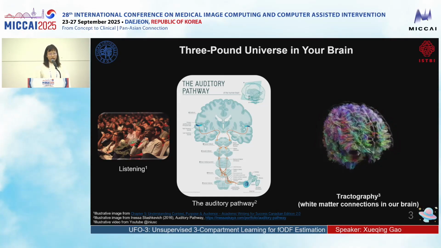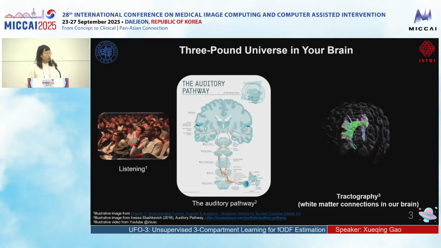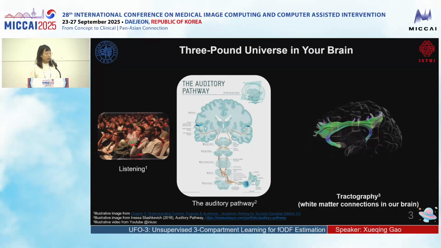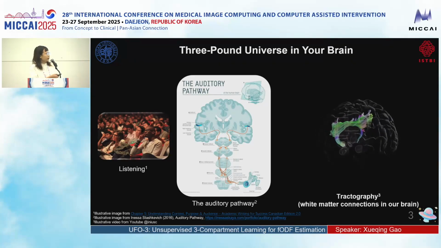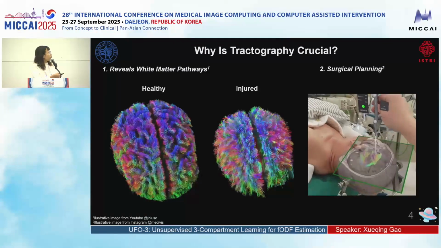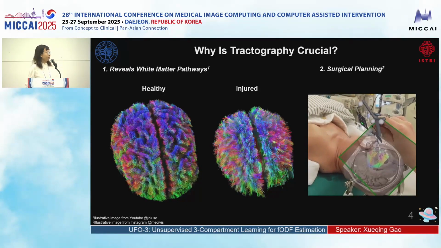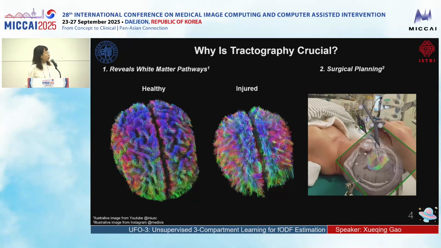And these colorful colors represent white matter. We can visualize it in 3D using a technique called tractography. Tractography helps us see the damage in our brain. On the left, it is a healthy brain and an injured brain. And it helps doctors avoid critical white matter pathways when they are planning and operating.